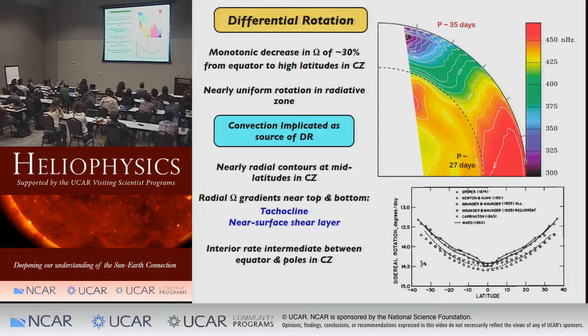Another interesting thing is that the interior rate is intermediate between the equator and poles. Now we look at young stars. We can look at other stars that are a lot younger than the sun, and they're usually rotating a lot faster. Stars, because of the winds, spin down over time. Stellar winds take away angular momentum. So as a star ages, in the case of the sun about 5-6 billion years, it was probably rotating 100 times faster when it was born. But somehow, this being intermediate between the equator and the pole means that there's a coupling between the stable zone and the convection zone.